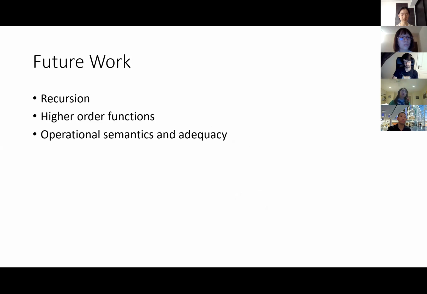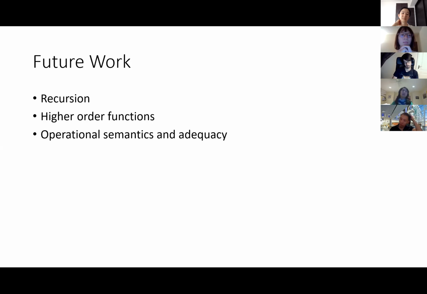For future work, we do not currently have recursion in this language. And we don't currently have higher order functions. This is something that we're working on. This is difficult because it's hard to deal with denotational semantics around distributions, because complete partial orderings among distributions is kind of a little bit difficult to do.